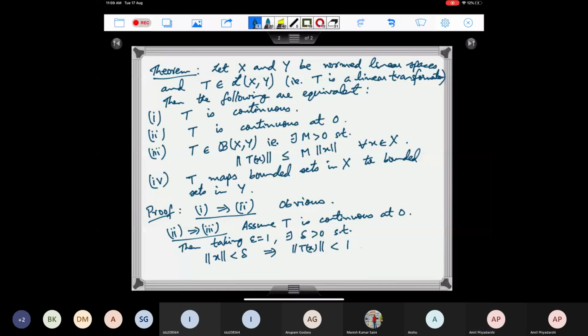Here note that T(0) is 0 as T is linear. So this norm of Tx is nothing but norm of Tx minus T(0). So we have got this delta: if norm x is less than delta, then norm of Tx is less than 1. Now we want to find M such that for any x, norm of Tx is less than or equal to M times norm x. So how do we find this M? Choose M equals 1 over delta.